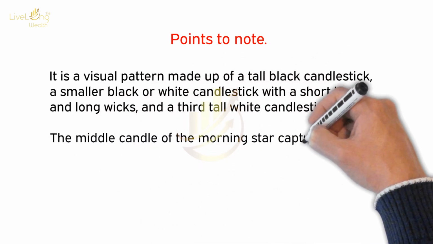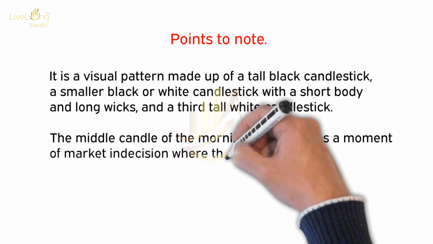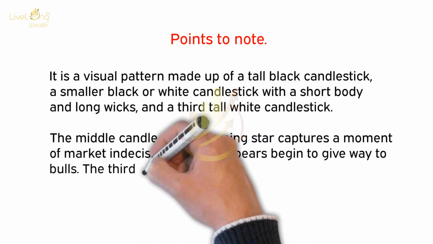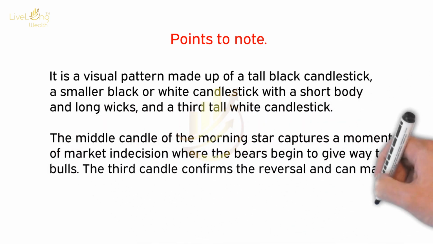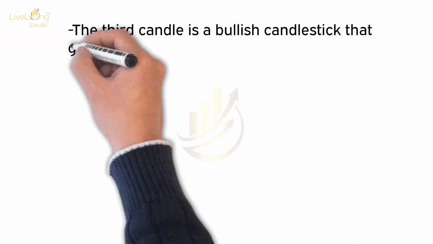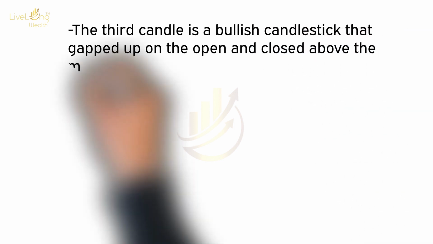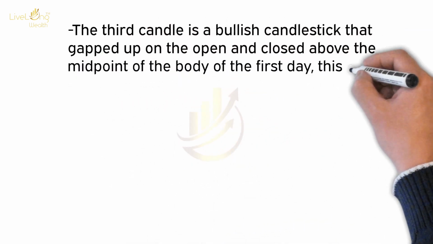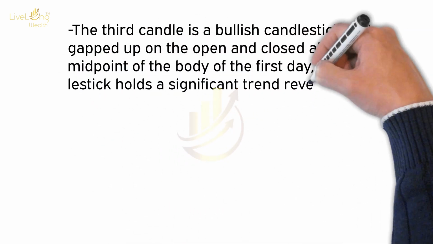The middle candle of the morning star captures a moment of market indecision where the bears begin to give way to bulls. The third candle confirms the reversal and can mark a new uptrend. The third candle is a bullish candlestick that gapped up on the open and closed above the midpoint of the body of the first day. This candlestick holds a significant trend reversal signal.